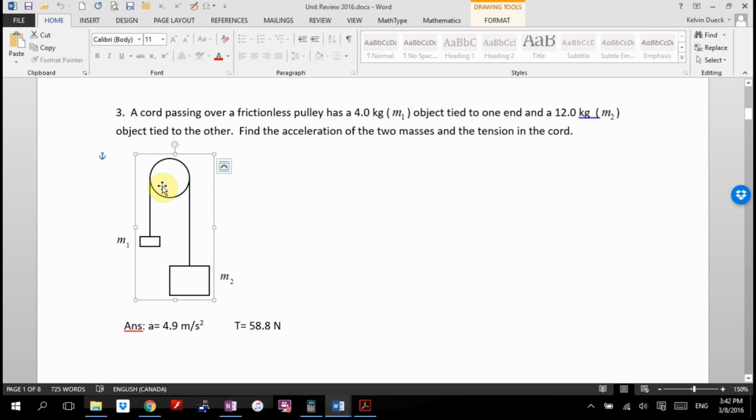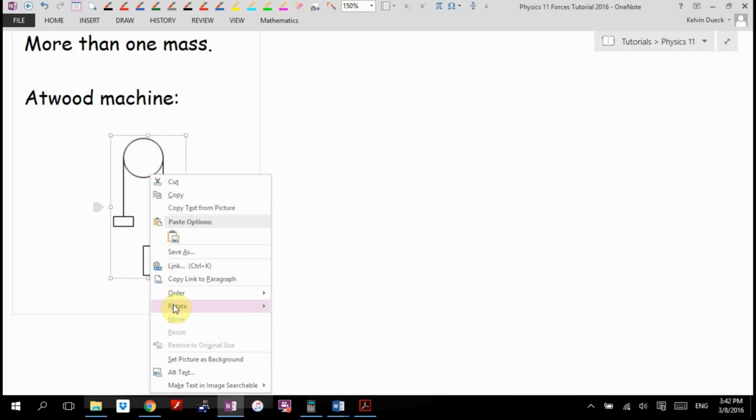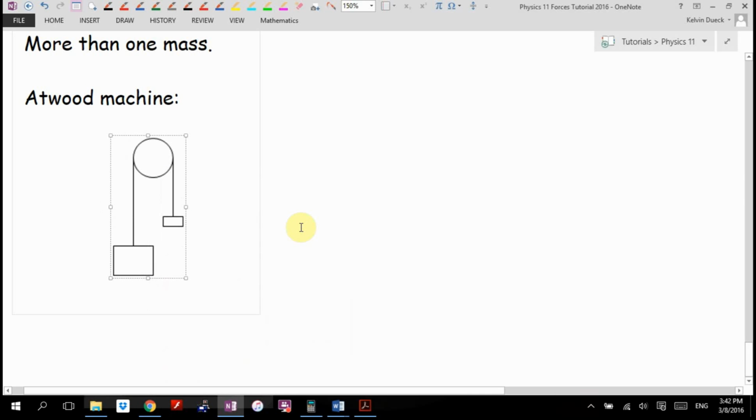Here's an Atwood machine. Move it to here. Can I flip this? That would really be cool if I could. Rotate. Look at that, I can. Let's put the heavier mass, because I think in all the examples that I did with you, the bigger mass was on the right. There, this time, let's say we have this, okay? And let's make this 14 kilograms, and let's make this 8 kilograms.